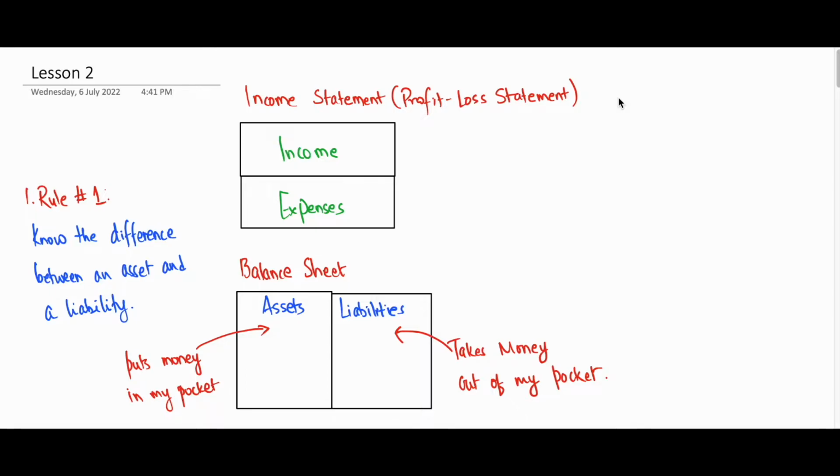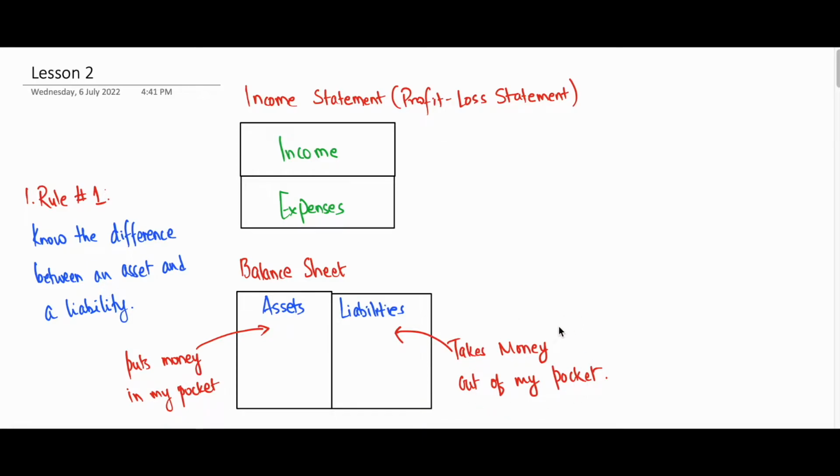So what is the difference between an asset and a liability? You don't have to know anything more than a simple rule: an asset is something that puts money in my pocket, and a liability is something that takes money out of my pocket. That's the fundamental difference between an asset and a liability, which is not understood by a lot of people.